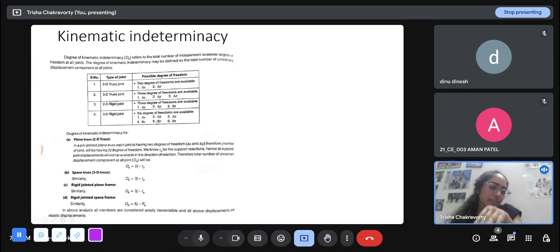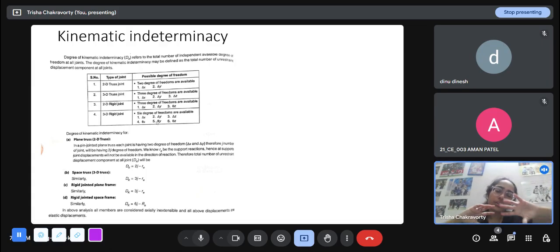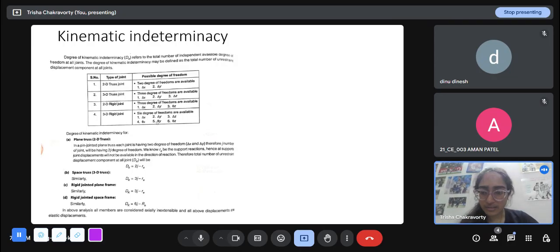And in a 3D rigid joint, there are six degrees of freedom available. There can be three translational displacements, and there can be three rotational as well. So in 3D space, you can rotate like this along this axis, you can rotate like this, which is along this axis, and you can also rotate like this, which is about this axis. So there can be three rotations: theta x, theta y, theta z, and three translational, of course.